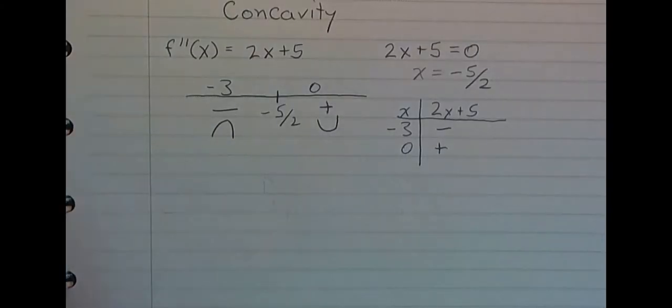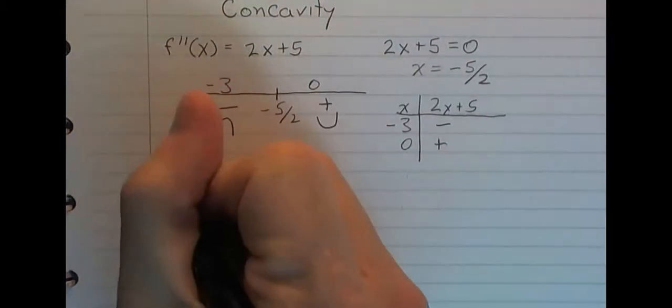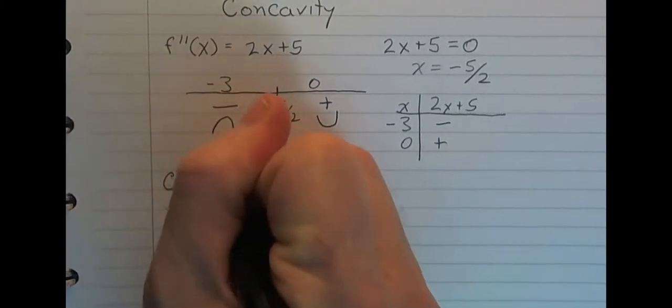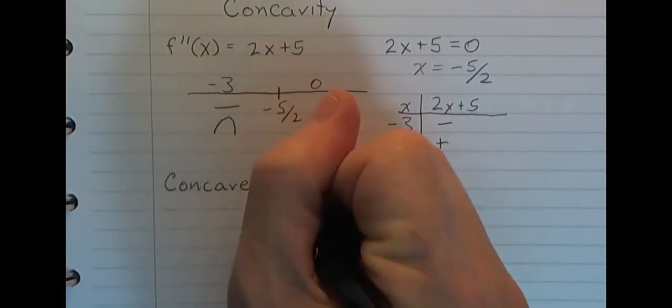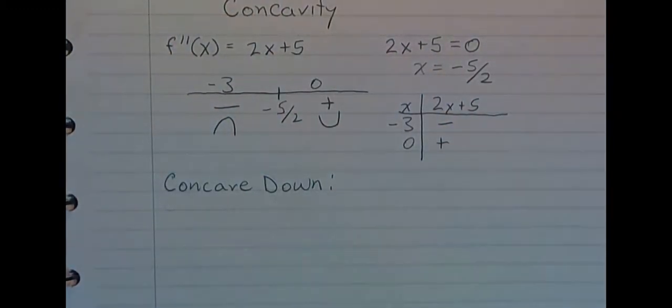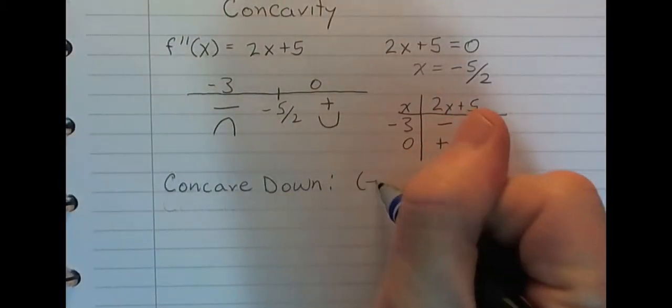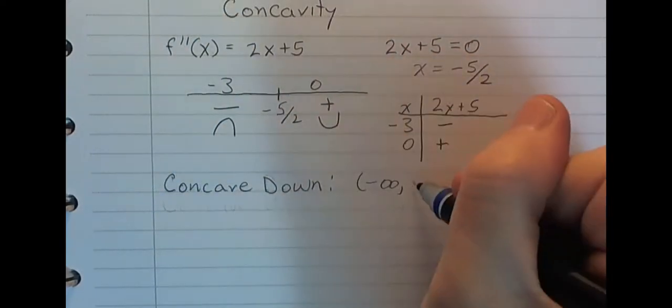So let's see if we can put this all together. When we talk about the graph being concave down, and if we're asked, where is the graph concave down? Well, another way to ask that is, where is the second derivative negative? On which open interval is the second derivative negative? Well, we've identified that right here. Negative infinity to negative 5/2.